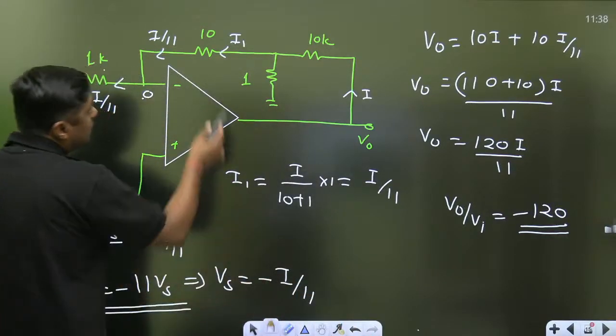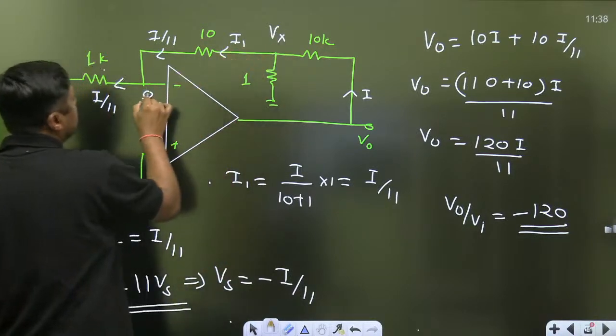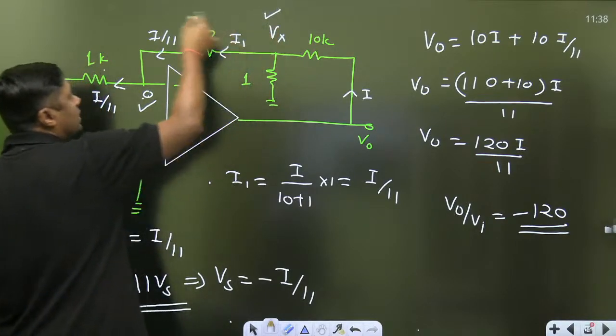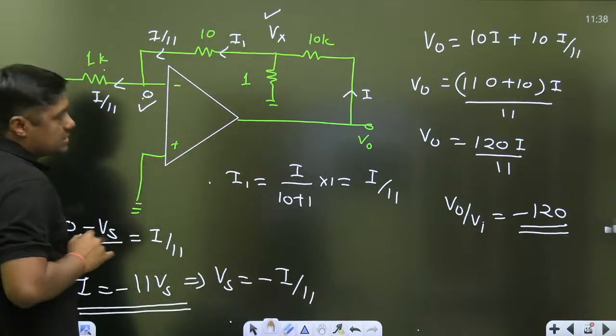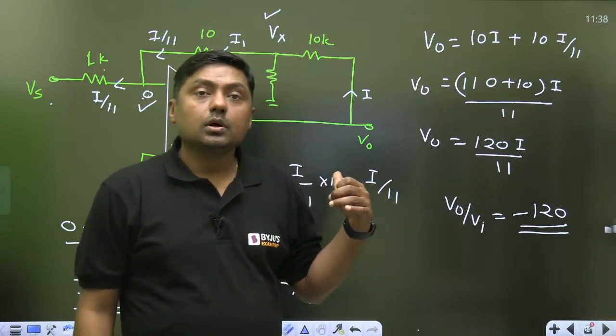Normally we use star to delta conversion, or simply we take this as Vx, this is the 0, and we apply the KCL here, we apply the KCL here, and we get the answer V0 by Vs. I think that is clear to you, right?